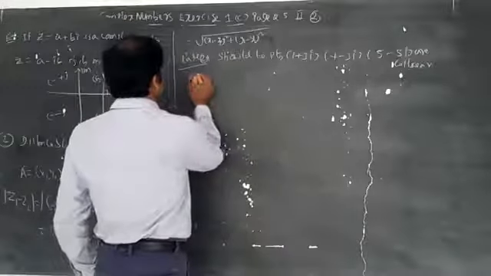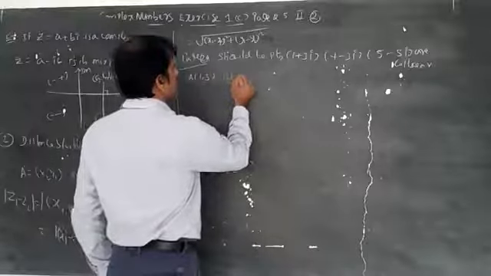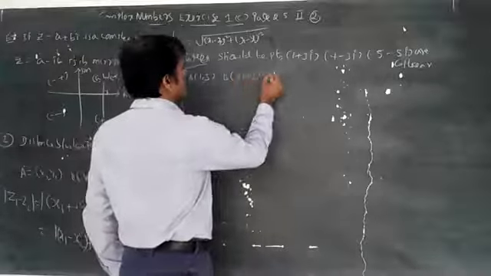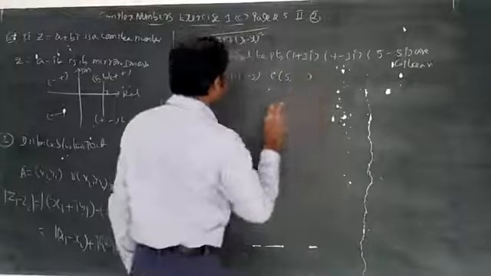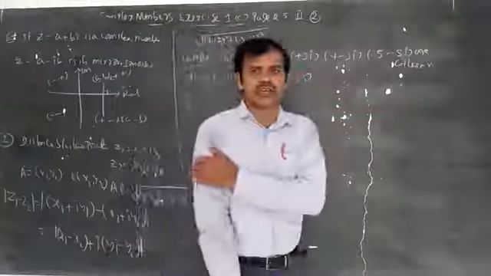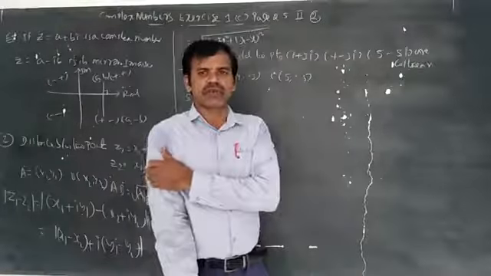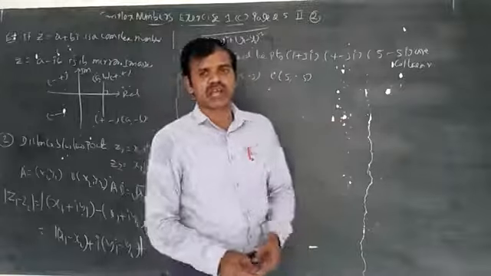Now let us write here A (1, 3), and here you write B (4, -3), C (5, -5). Same old concept you use. What is the old concept? To prove that they are collinear, slope of AB is equal to slope of AC equal to slope of BC, or area of triangle is equal to 0.